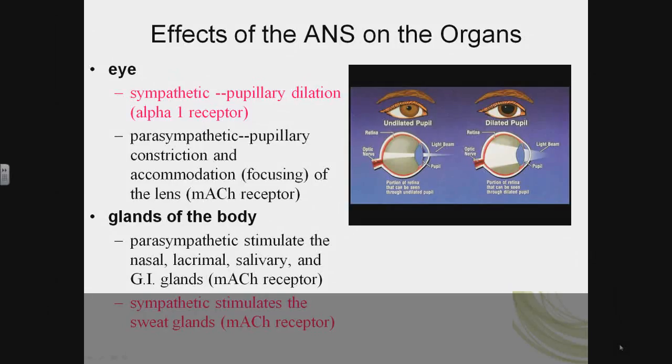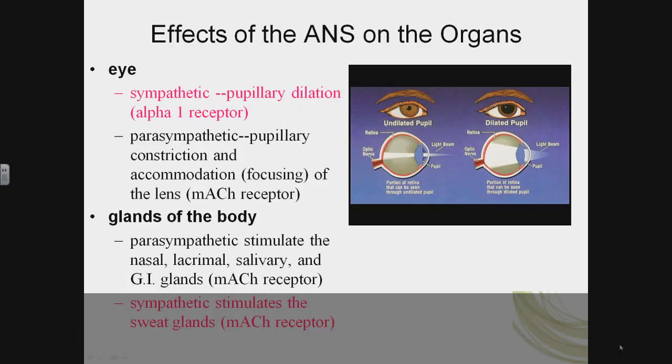The parasympathetic division innervates the sphincter muscles, the circular ones. Those have muscarinic acetylcholine receptors. When the muscarinic acetylcholine receptor is stimulated, we would see pupillary constriction. We would also see accommodation or focusing of the lens for up-close reading.